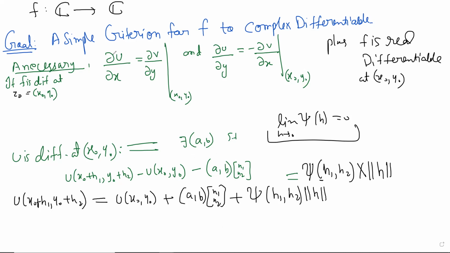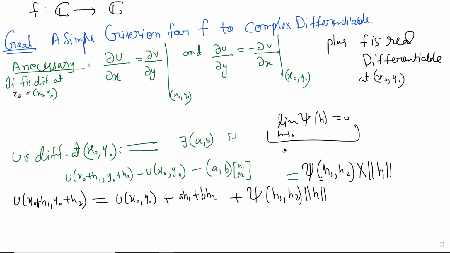We can further simplify this. We don't need to write in the language of vectors. We can just say a h1 plus b h2. That's it, right? So this is what we are going to start with. We are assuming that f is real differentiable, which means that u and v are real differentiable.